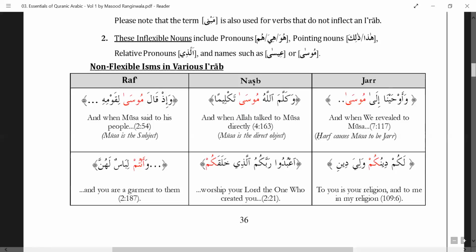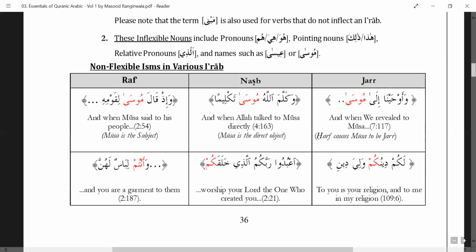Now the next one, وَكَلَّمَ اللَّهُ مُوسَى تَكْلِيمًا. And when Allah talked to Musa directly. What's the action? Kallama. Who is doing the action? Allah subhanahu wa ta'ala. Kallama Allahu. Allah talked to Musa. So here the action of talking is being done on Musa. So Musa here is the object of the action. So it's in nasb status. Musa is not doing any action here.